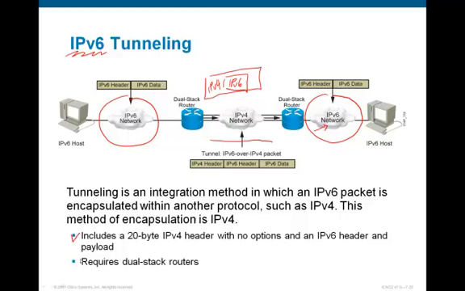So in order to do IPv6 tunneling, the gateway routers, the routers that are connected between the IPv6 and IPv4 network, must be running in dual stack. Basically, it means it must understand IPv4 as well as IPv6 protocol.